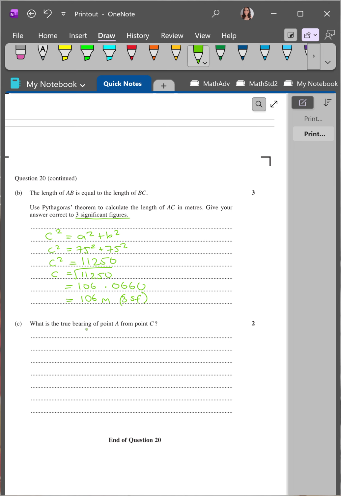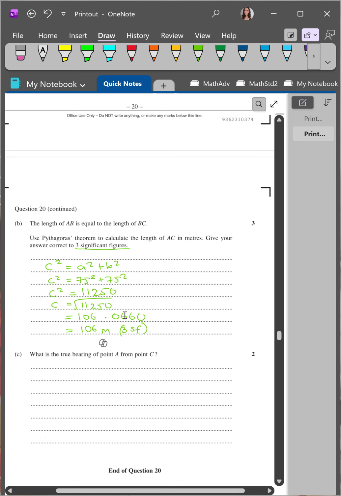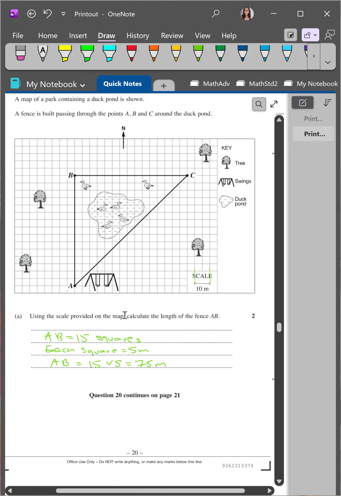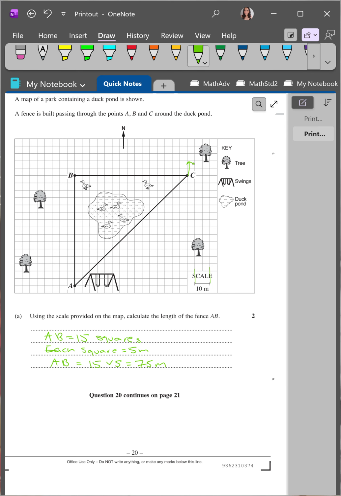So part C, it says, what is the true bearing of point A from point C? Point A from point C means we need to start at point C. So we draw our north arrow up from point C, and then we draw our bearing across until we hit the line that joins A and C. That's how we find our bearing.